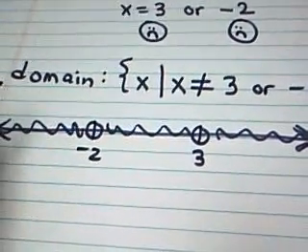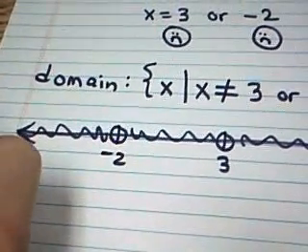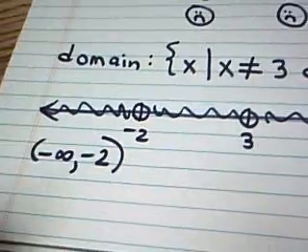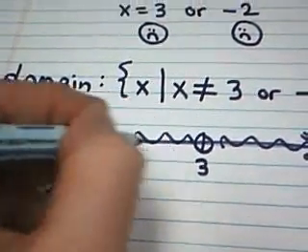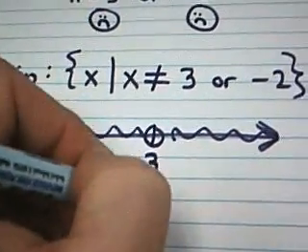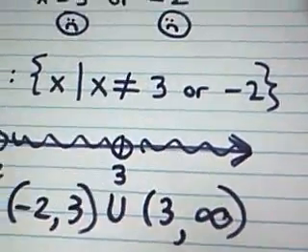So, here's what we need to do. The first region could be written as negative infinity comma negative 2. Again, please use a paren because negative 2 is excluded. Union, the middle region would go from negative 2 to 3. Union, the last region would go from 3 to infinity.